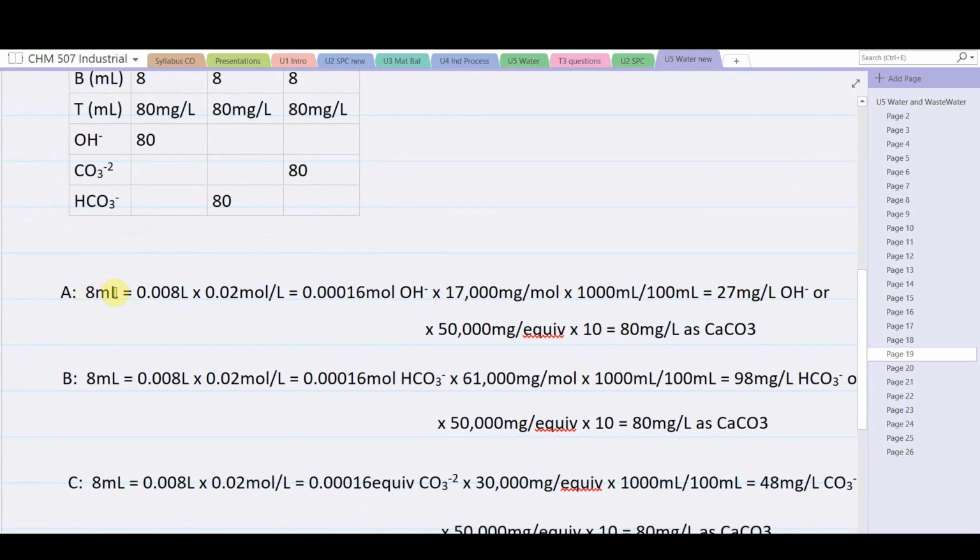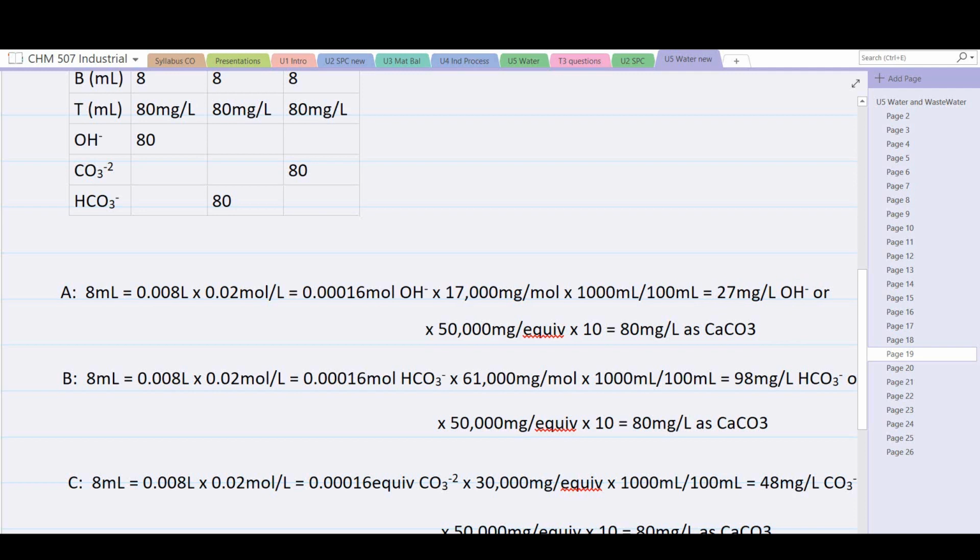So we have 8 mils of acid, which is 0.008 liters. The normality is 0.2 equivalents per liter or moles per liter, assuming it's monoacidic like HCl. That's 0.0016 moles of hydrogen ion, which neutralized 0.0016 moles of the base, which in this case was all hydroxide, times its molar mass of 17,000 milligrams per mole. Then we want to figure out how many milligrams there were per liter, not per 100 mils, so multiply by a factor of 10. Works out to be 27 milligrams per liter of hydroxide. So that's how much hydroxide is actually present in that sample.